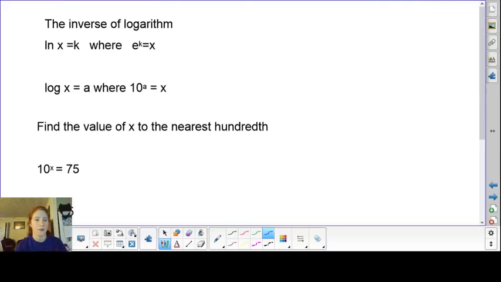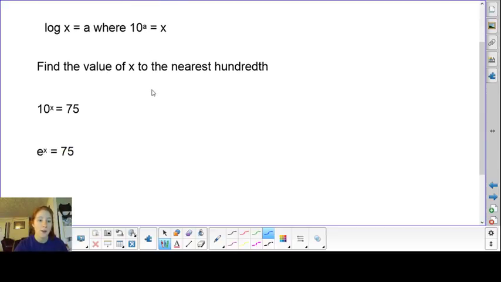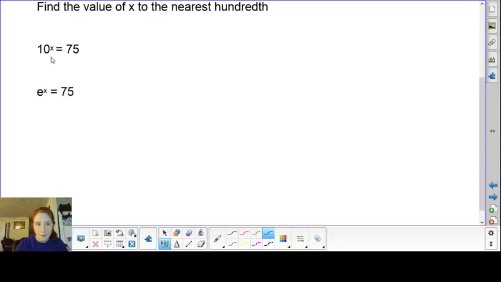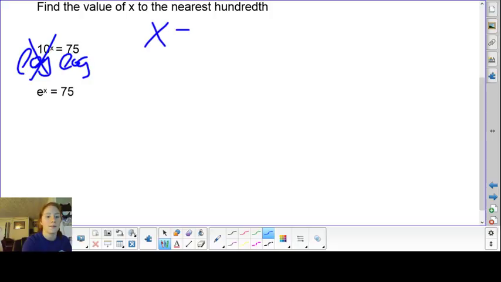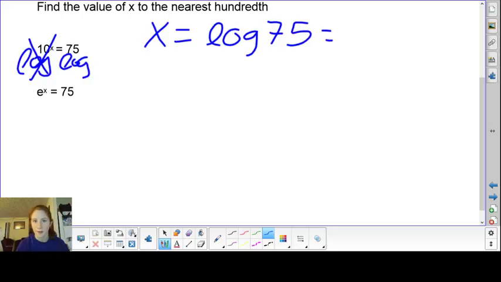Alright, so the inverses of e and natural log. The natural log is the opposite of that magical e value that we talked about yesterday with the compound interest. And 10 to the a, we already talked about, is the opposite of logarithms. So when I'm trying to find x, if I do not see the letter e, I'm going to take the log of both sides. And when I take the log of both sides, the 10 and the log cancel out. So I'm left with x is equal to log of 75. Which when I type that in my calculator, I get 1.88. Good.